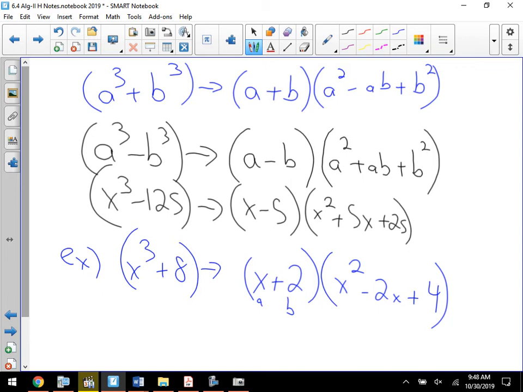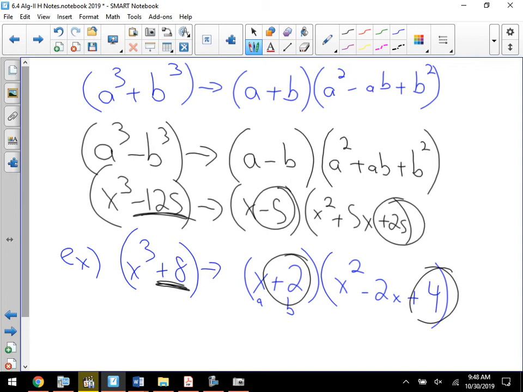One way that you can always double check yourself here is, what is 2 times 4? Is it positive or negative? Positive. Okay, that's a good sign that you have positive 8. What's negative 5 times positive 25? That's how it works itself backwards and forwards.